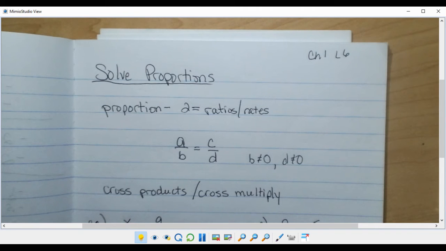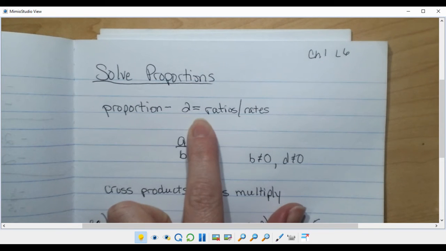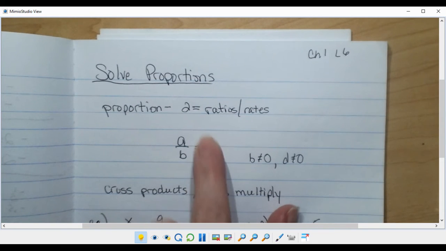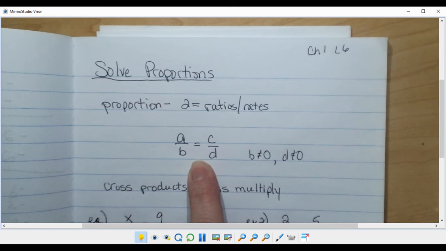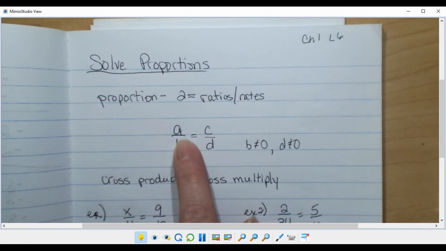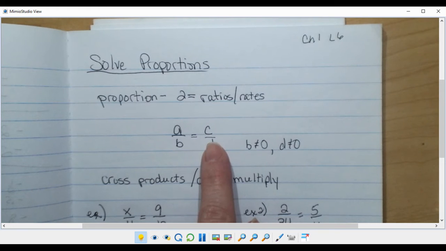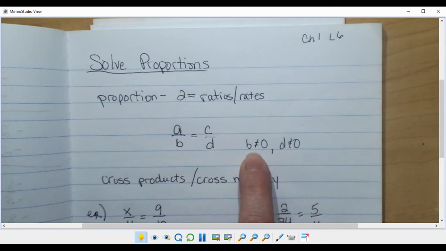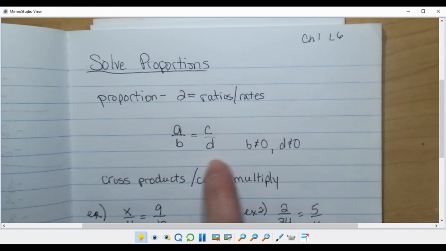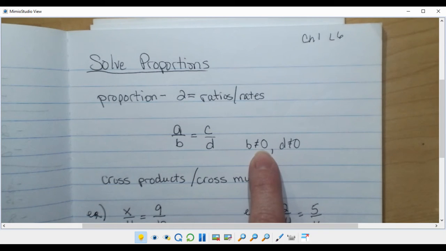So what is a proportion? We've talked about are things proportional, and that was kind of a preview. A proportion is simply two equal ratios or two equal rates. It's going to look like this, like two equal fractions. Now, I gave this to you with just variables of A over B equals C over D, where B cannot equal 0 and D cannot equal 0, because you can't have 0 in the denominators. That's just a little thing we have to toss in there.